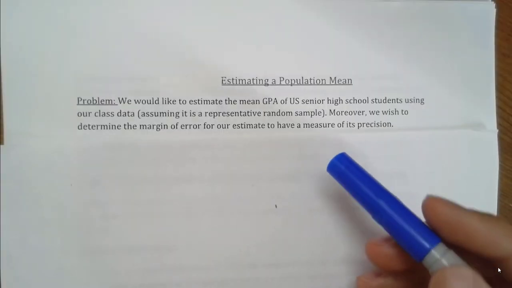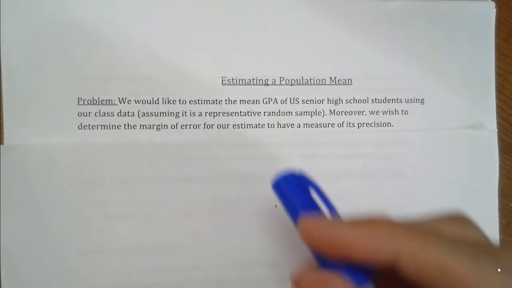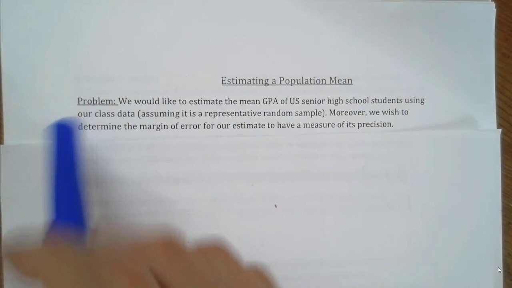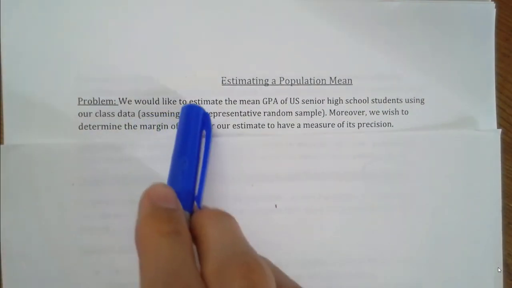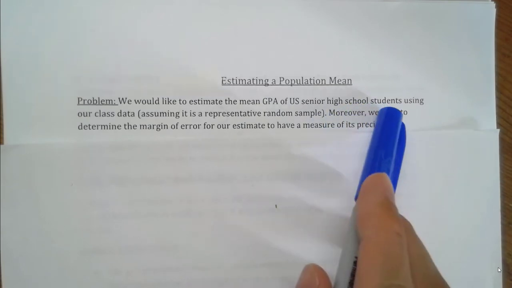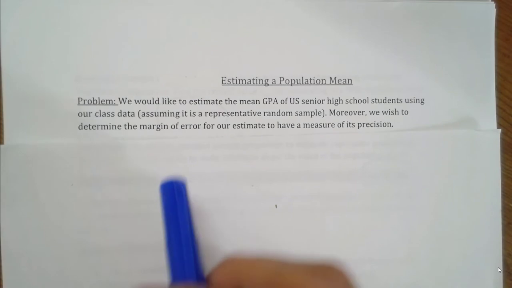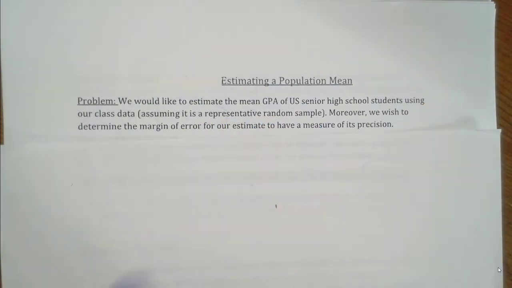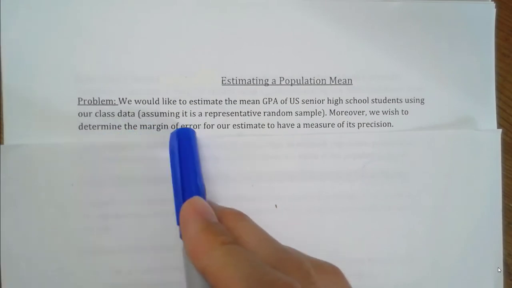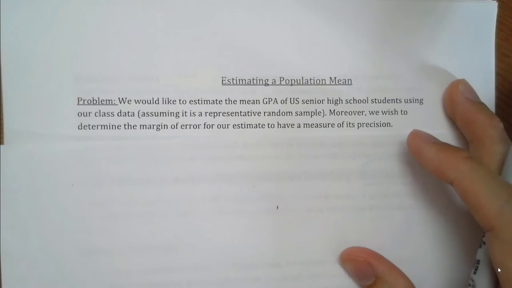In this video, we are going to study how to construct a confidence interval for a population mean. Now let's consider a problem. We would like to estimate the mean GPA of the US senior high school students using our class data, assuming that it is a representative random sample. Moreover, we wish to determine the margin of error for our estimate to have a measure of its precision.